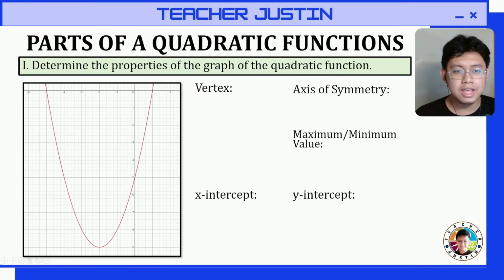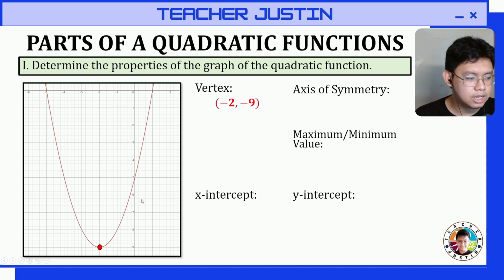Alright. Okay, let's have this example. Let's identify the parts of our quadratic function. So, we're given the graph here. Identify natin yung vertex, axis of symmetry, and so on and so forth. So, let's start first with the vertex. Yung vertex is the highest or the lowest point of our parabola. So, kung ito yung parabola natin, matatagpuan natin siya sa pinakababa or sa pinakataas. So, ito yung pinakababa natin. Okay, it's located here. So, yung coordinate niya is -2, -9. So, ito yung ating vertex. It is located at -2, -9.